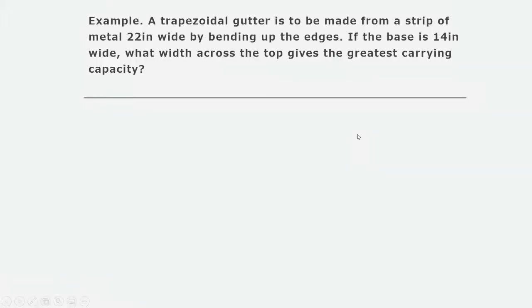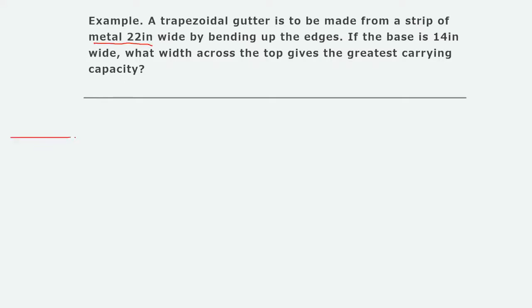So we have here our first example. We have a trapezoidal gutter to be made from a strip of metal 22 inches wide by bending up the edges. If the base is 14 inches wide, what width across the top gives the greatest carrying capacity?